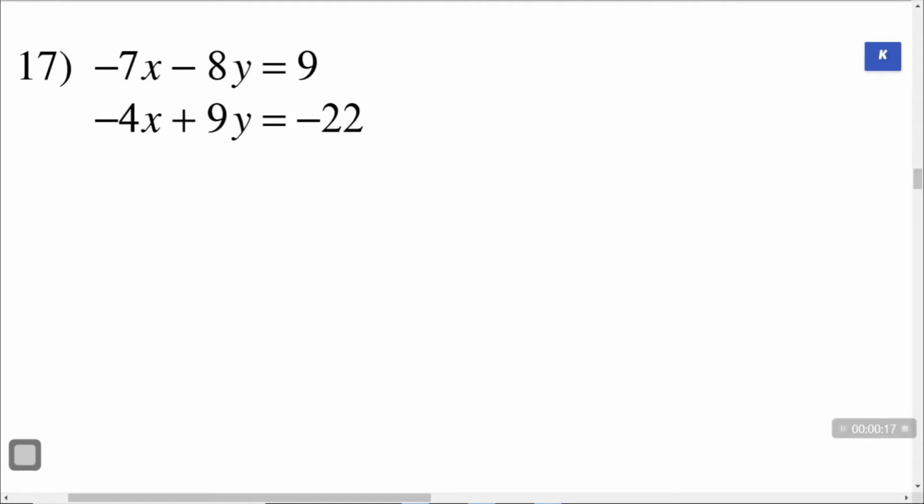Pause it. All right, coming back in. Which one you decided to do, it doesn't matter. I'm going to tell you which one I'm going for just because it makes it a little bit easier here. I choose the ones that have the smaller numbers.